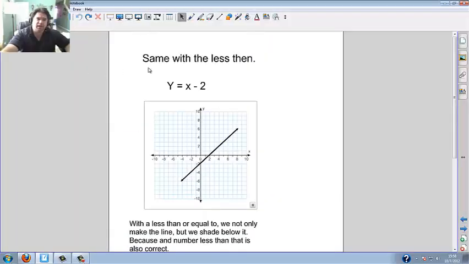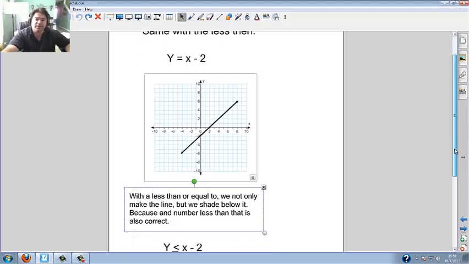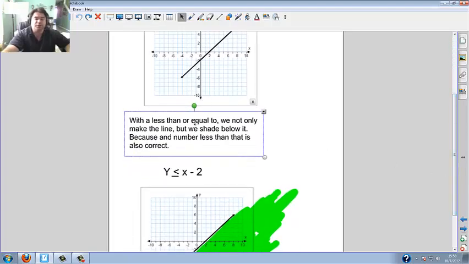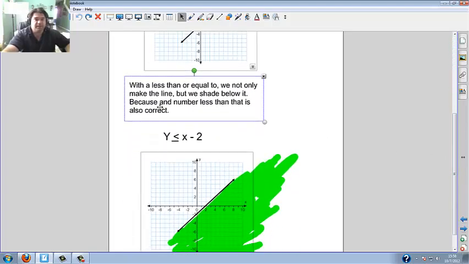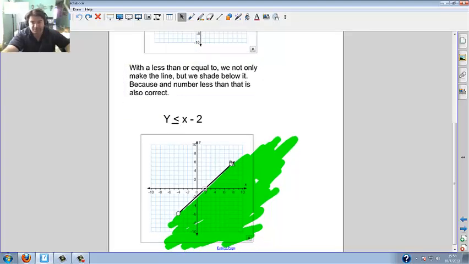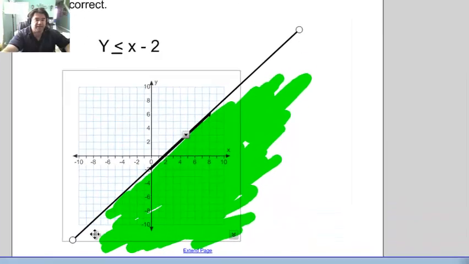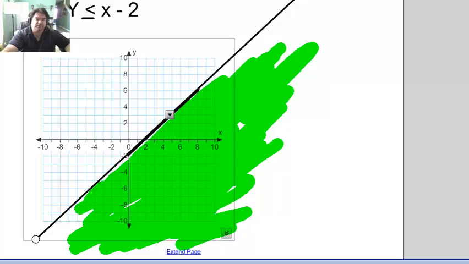And back. Same with less than. So here we have y equals x minus 2. So down 2 and then up 1 over 1. But with the less than or equal to, we not only make the line, but we also shade below it. Because the number that is less than is also correct. So in other words, the equal sign still means the dark line works, but anything below it does as well.